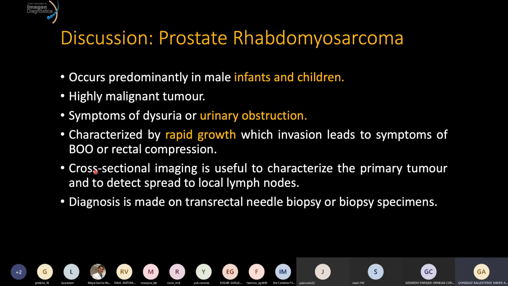And what is the importance of cross-sectional imaging? Cross-sectional imaging is helpful to characterize the primary tumor and to detect spread to local lymph nodes. The diagnosis is made on transrectal needle biopsy, biopsy specimens taken by cystoscopy, or surgical resection.